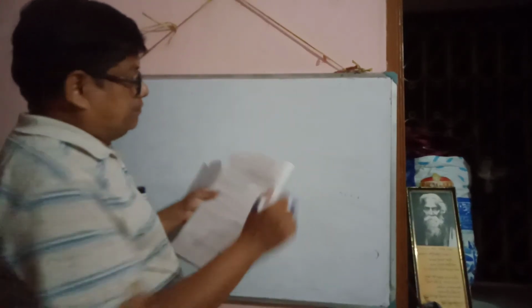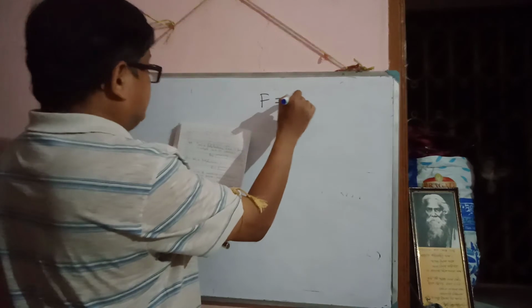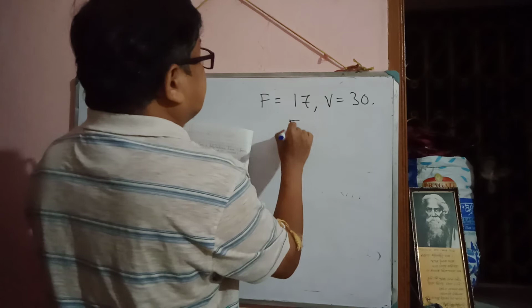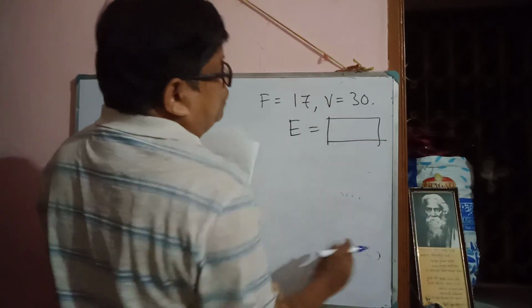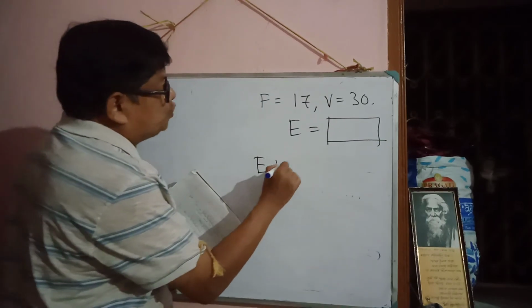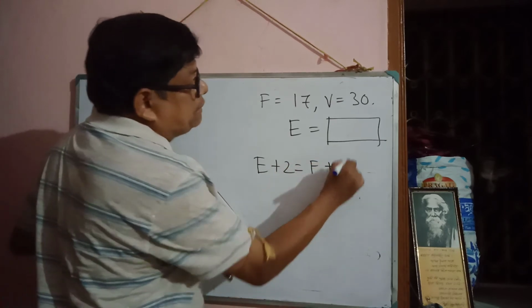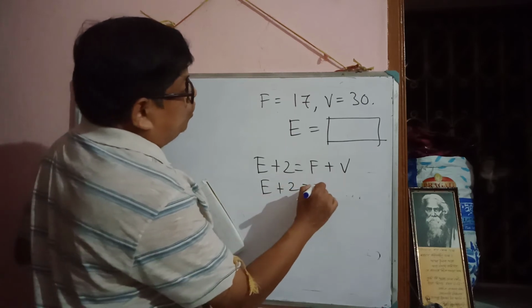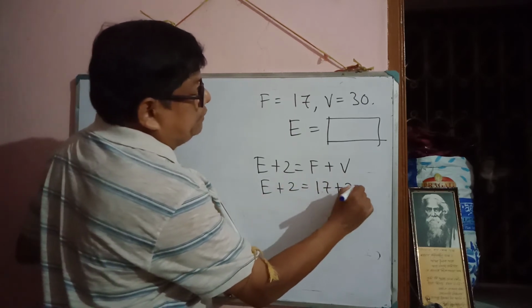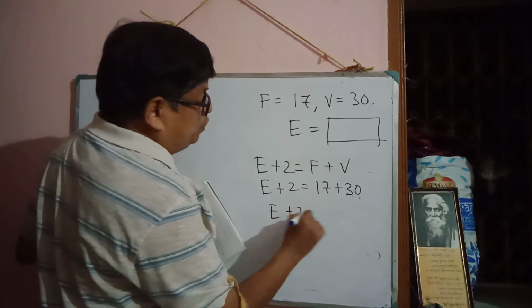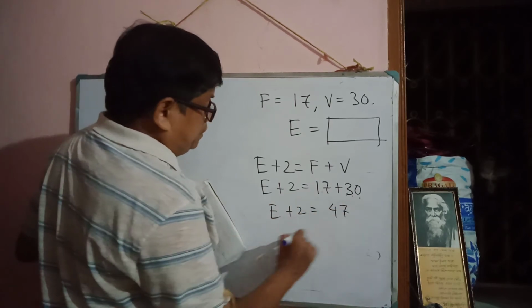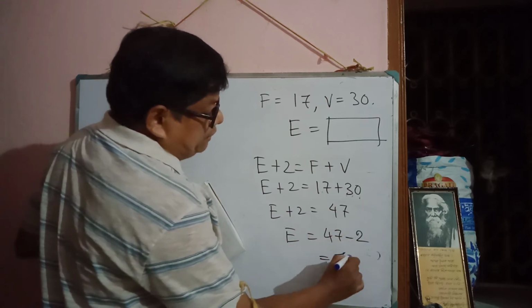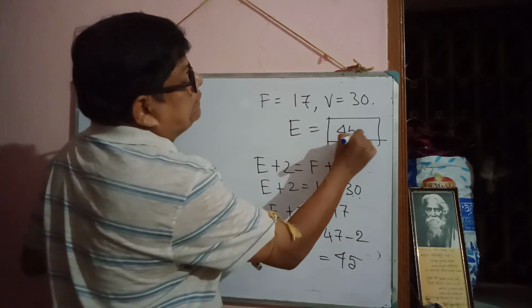In a polyhedron, F is given as 17 and V equal to 30, then find E. What is the value of E? Using the formula, E plus 2 equals F plus V. Just put the values: E plus 2 equals 17 plus 30. So E plus 2 equals 47, so E equals 47 minus 2. The answer is 45.